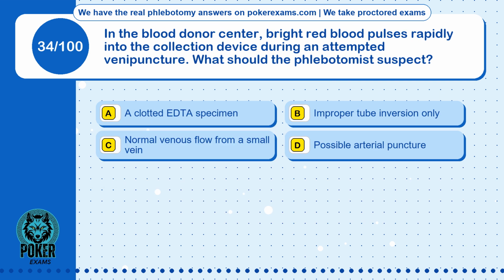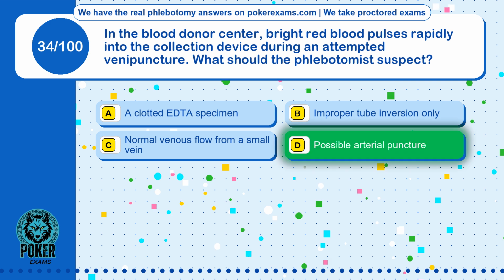Question 34. In the blood donor center, bright red blood pulses rapidly into the collection device during an attempted venipuncture. What should the phlebotomist suspect? Option A. A clotted EDTA specimen. Option B. Improper tube inversion only. Option C. Normal venous flow from a small vein. Option D. Possible arterial puncture.